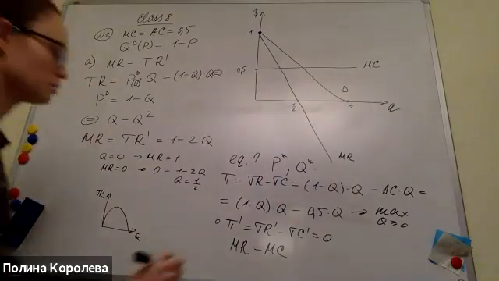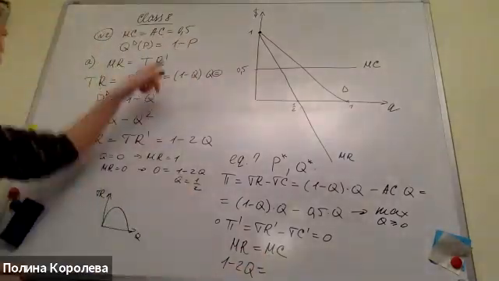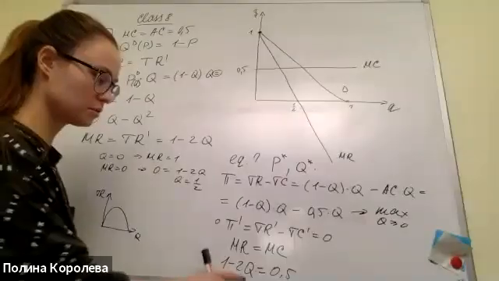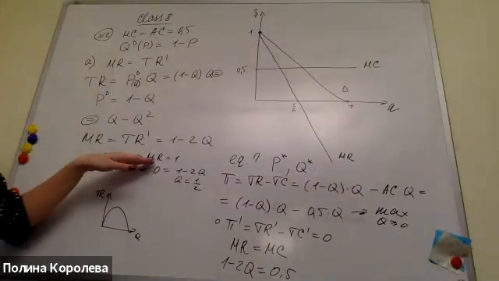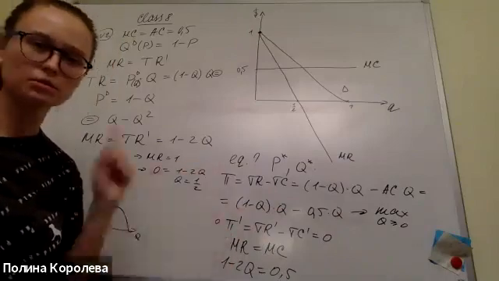Marginal revenue we counted: 1 minus 2q. Marginal cost is 0.5. Is it the same? Oh, 1 minus 2q is marginal revenue, and marginal cost is 0.5. And we take all these derivatives by quantity, not by price.